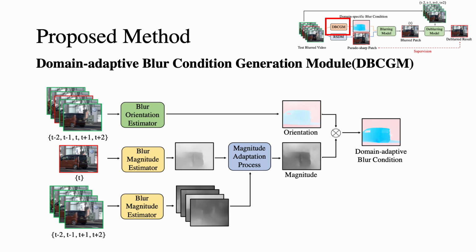This is done by estimating the blur magnitude of each frame using the blur magnitude estimator, followed by a magnitude adaptation process to fuse the magnitudes. Finally, we combine the orientation and magnitude components to create the domain-adaptive blur condition.